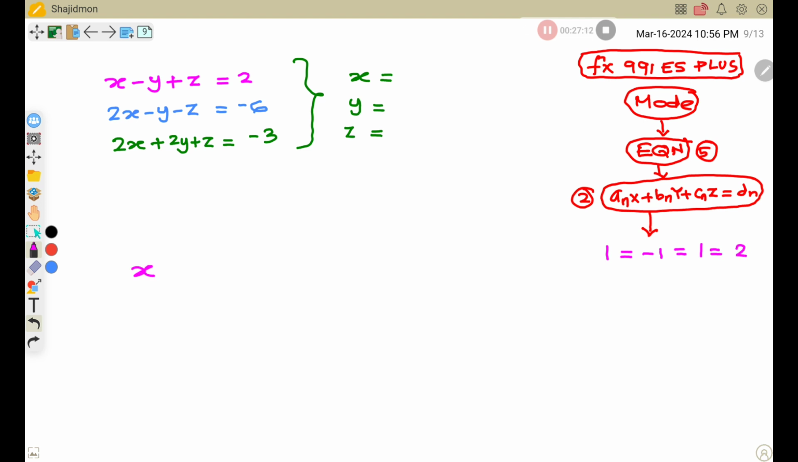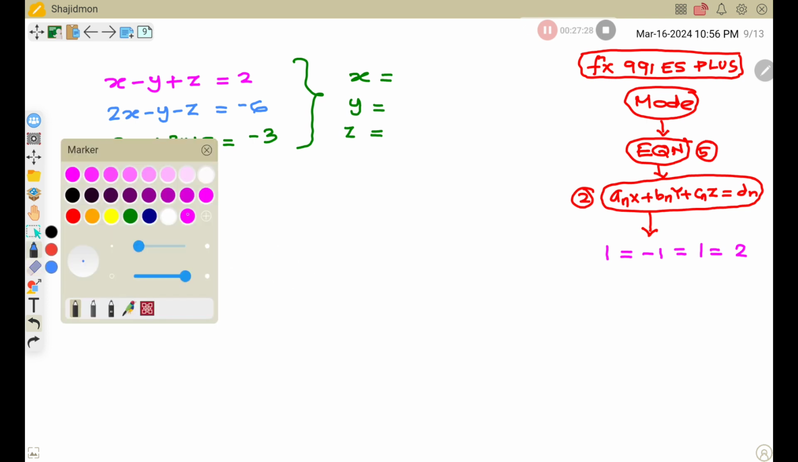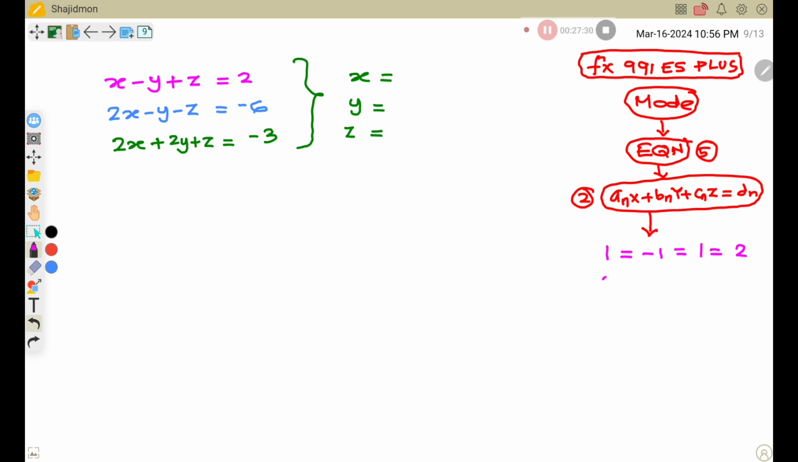Okay, the first equation, x minus y plus z equal to 2. So x coefficient 1, y coefficient minus 1, z coefficient 1 and right side number 2. Press equal to all the time whenever you are entering, to go to the next number. Now the second equation, same way: x coefficient 2, press equal to, y coefficient minus 1, z coefficient minus 1 and right side number minus 6, and press equal to again.